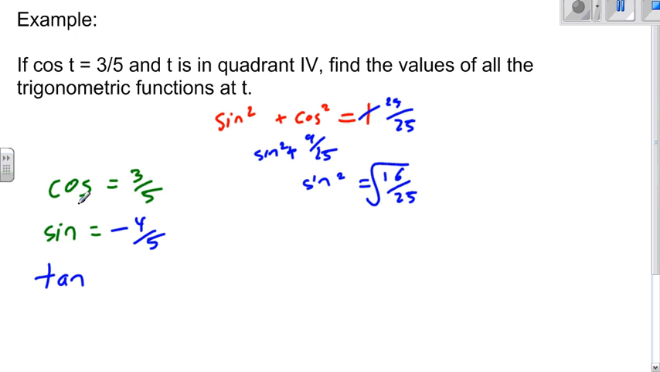We can then use cosine and sine together to find tangent. Tangent is sine over cosine, so negative 4/5 over 3/5. Flip the 3/5 to the top. The 5s are going to cancel. And that's -4/3. And that should be negative because, again, using all students take calculus, only cosine's positive in quadrant 4, so that means tangent's negative.